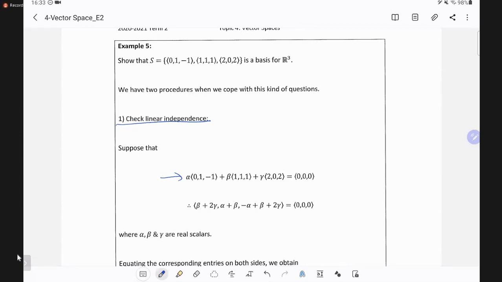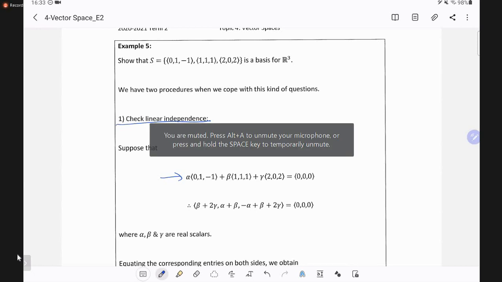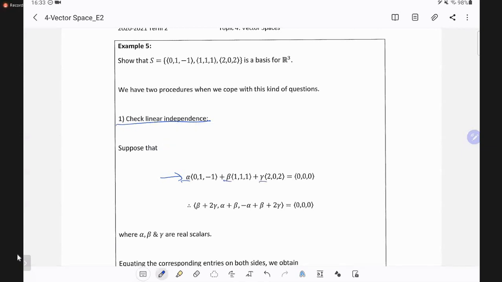For each vector in the set, I embed a real scalar together with the vector. So alpha, beta, gamma here will take real values. These 3 vectors are given by the question. Under the multiplication of the scalar and the vector, we sum them up and make it equal to a 0 vector. You can see on the right-hand side it is a 0 vector. This is the starting point to check for linear independence.